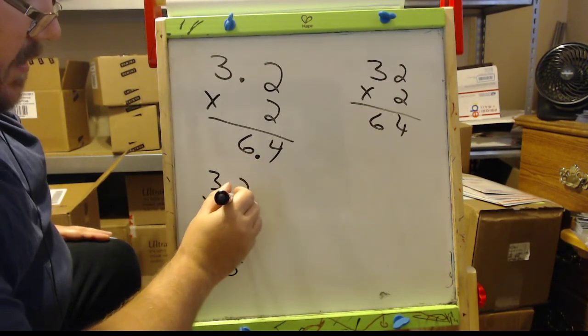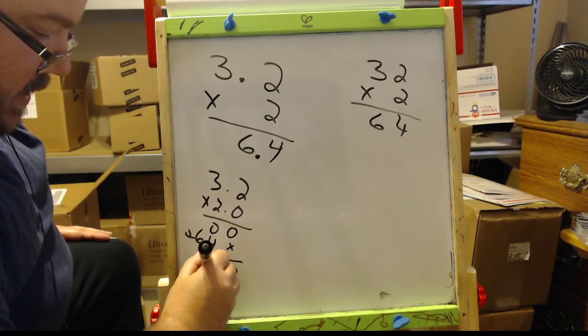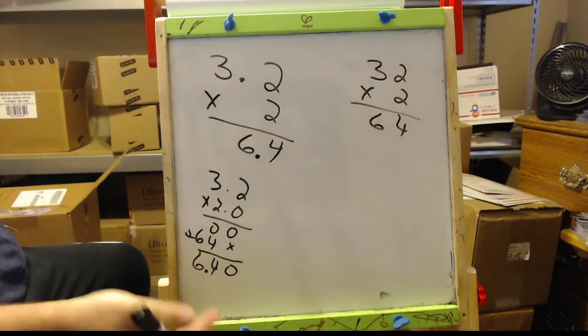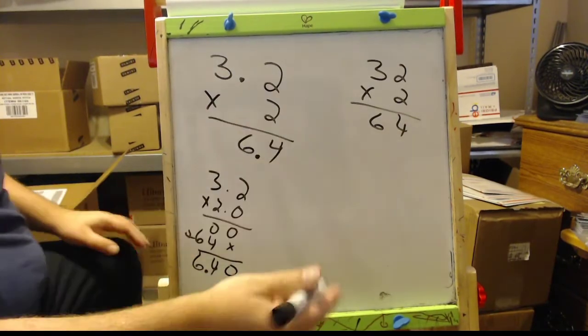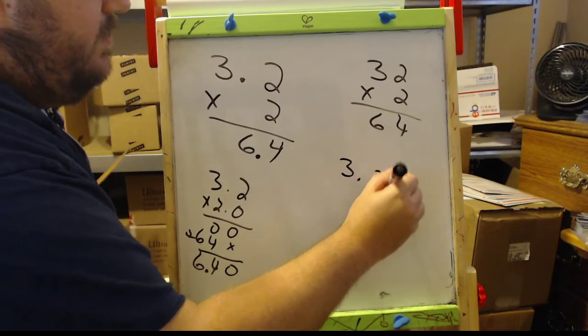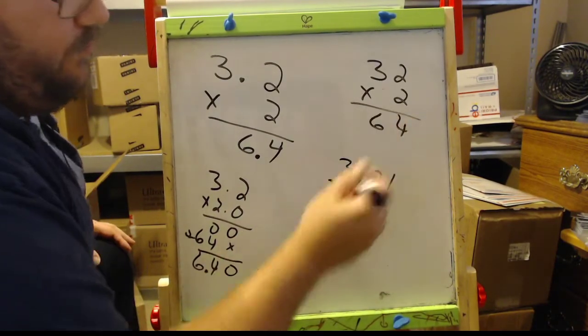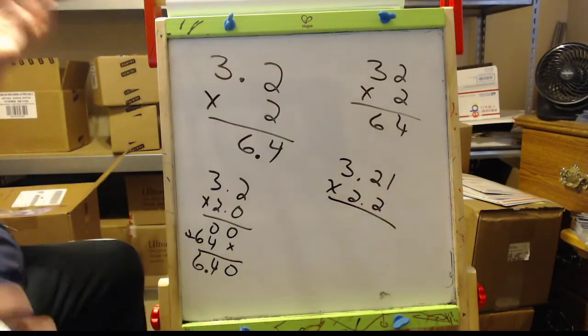How many decimal places are there? There's 1, there's 2 decimal places, so we make it 6.40, just like that. What if I had multiple decimal places? What if it was like 3.21 times 2.2? All right, don't get confused or anything.